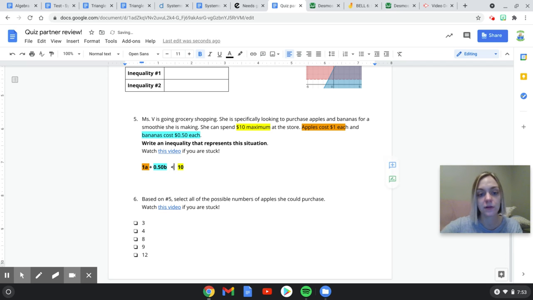So I am going to try the less than. I am saying now that however much I spend on apples and bananas is less than $10, which is perfect. There is one thing though.